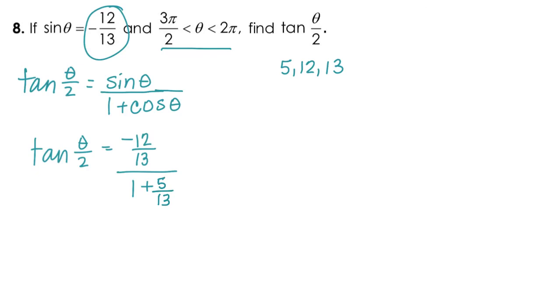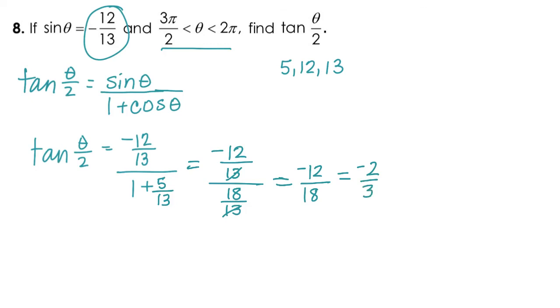And so you can reduce that down. So you've got negative 12 over 13. And then the bottom, 1 plus 5 over 13, that's going to give you 18 over 13. And of course the 13s would cancel. And so you have negative 12 over 18, and that's going to be a negative 2/3. And even if you chose a different identity up here, you should still get negative 2/3 for your answer.